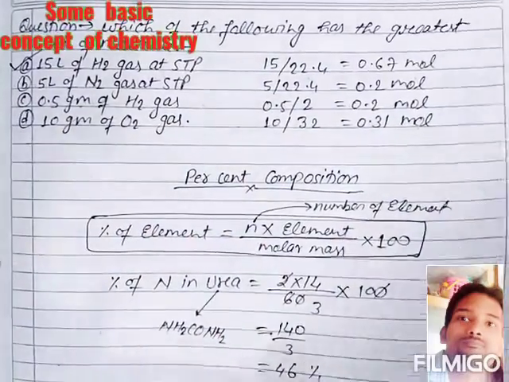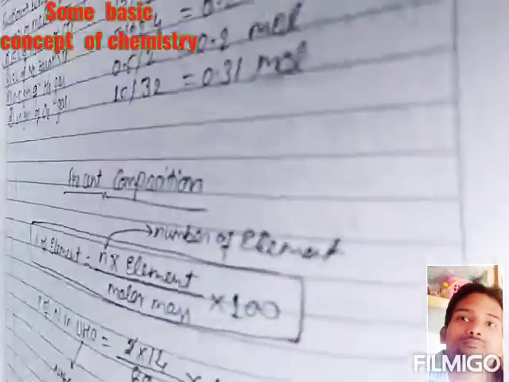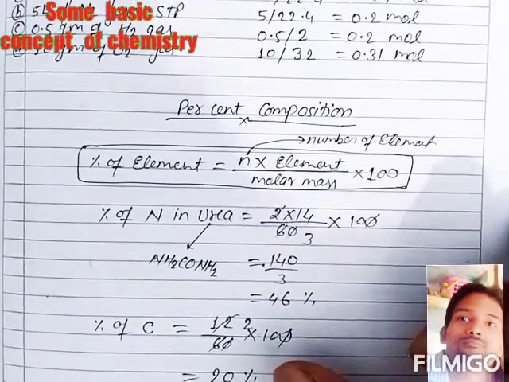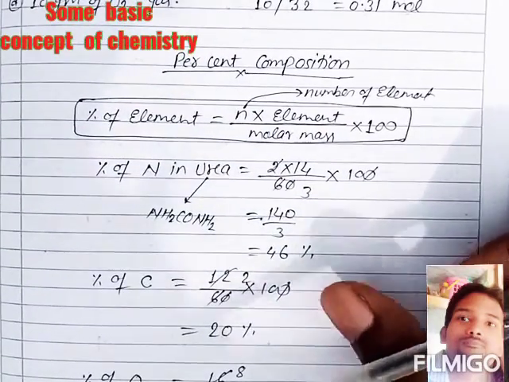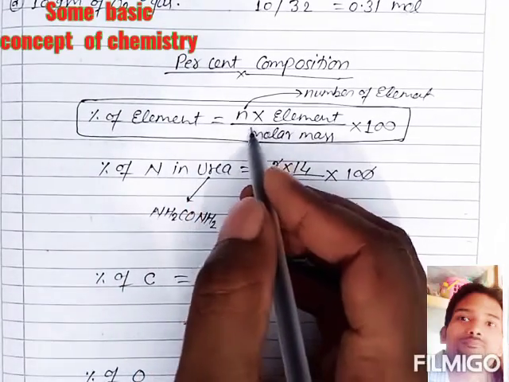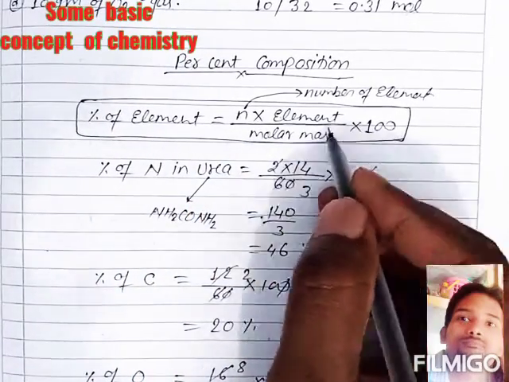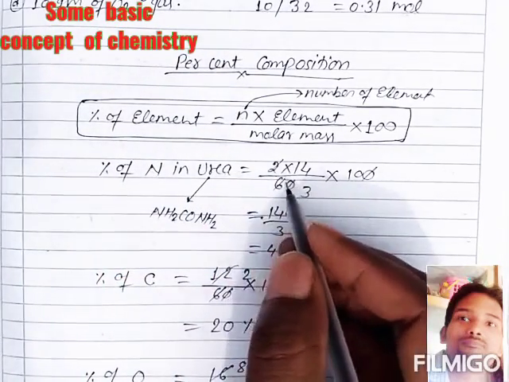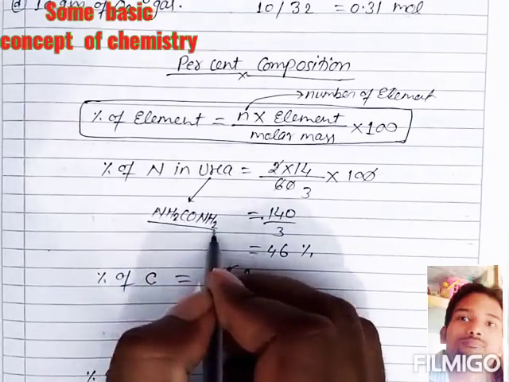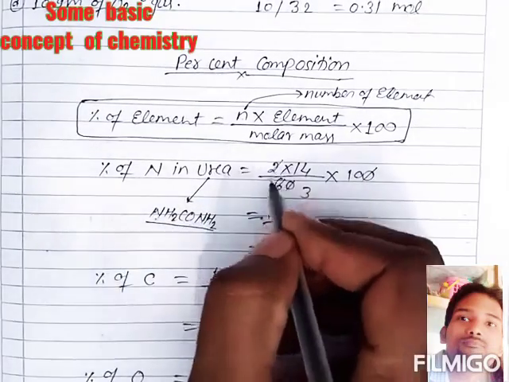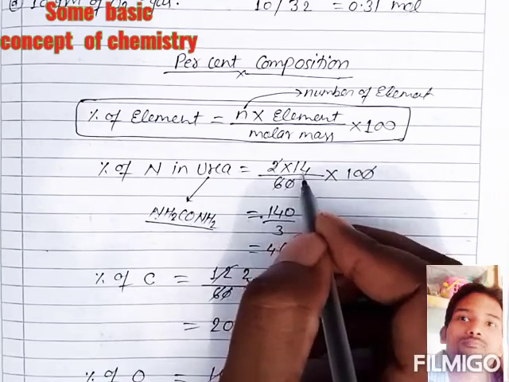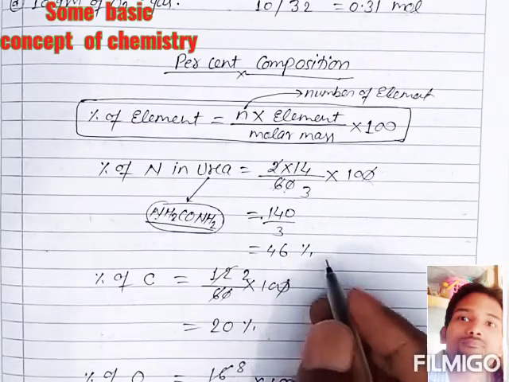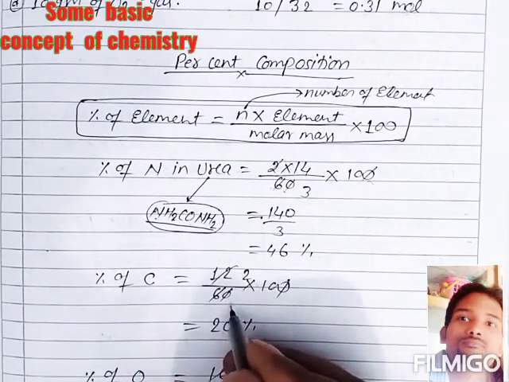Okay. Now percentage composition. We are going to discuss percentage composition, which is very important. Percentage of an element is equal to n times the element's molar mass divided by the molar mass of the compound, into 100, where n is the number of atoms of the element. For example, the percentage of nitrogen in urea: the urea formula is NH2CONH2, in which nitrogen has 2 atoms, 2 × 14 divided by the total molar mass 60, into 100, gives 46%. Percentage of carbon is equal to 12 divided by 60 into 100.